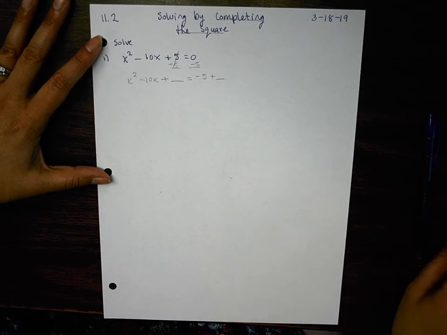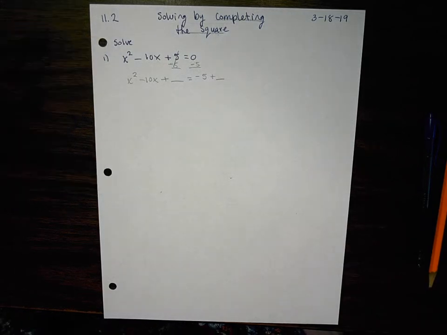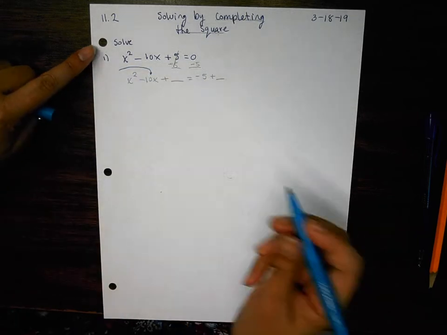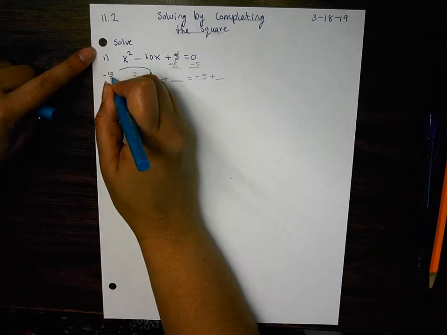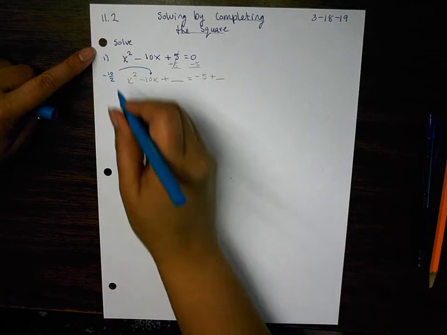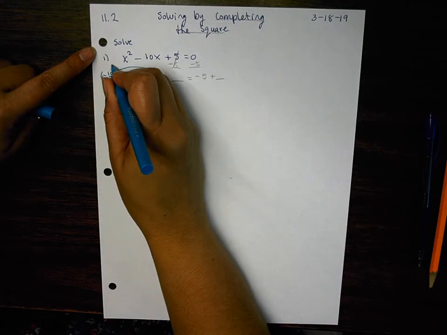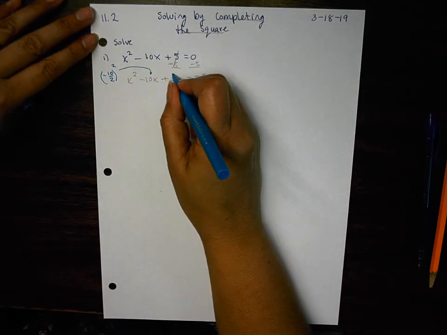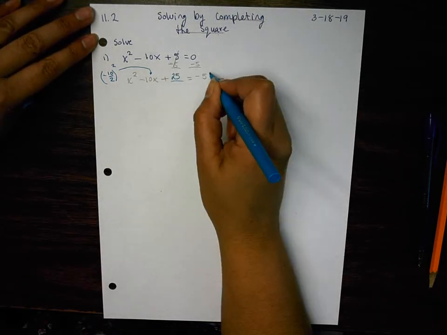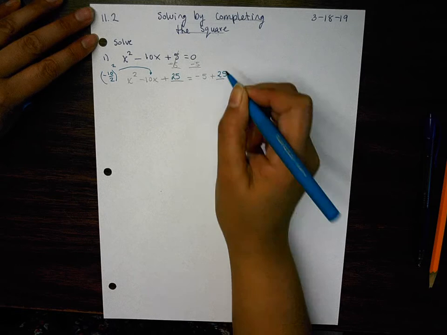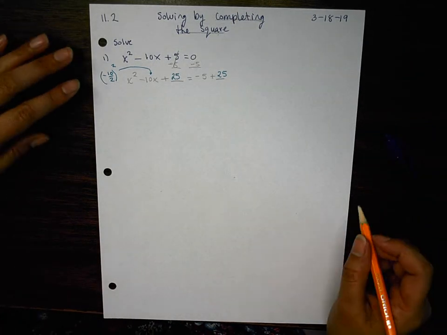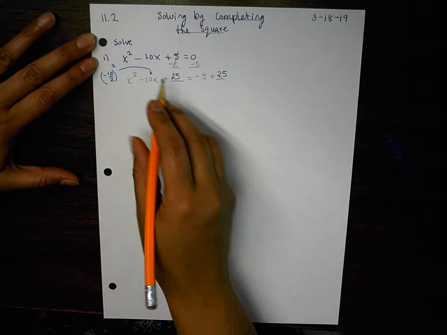Now, do you guys remember what we did to fill in the blank? We take half of what? Negative 10. What's half of negative 10? Remember that for later, negative 5, and then we square it. What's negative 5 times negative 5? And what I add to one side, I must add to the other. Does that make sense? Okay, so then I double bubble this.